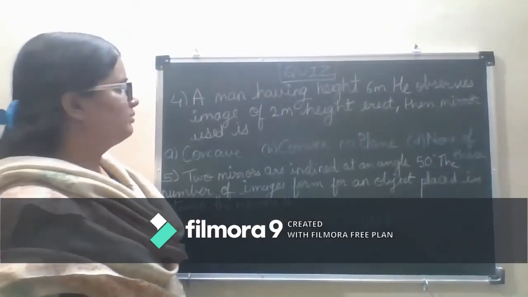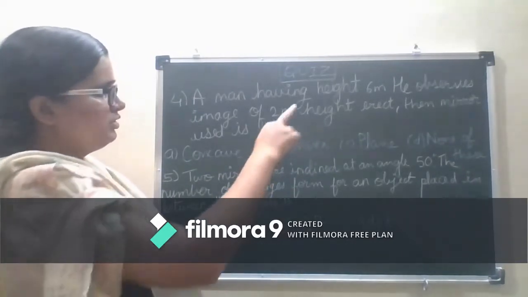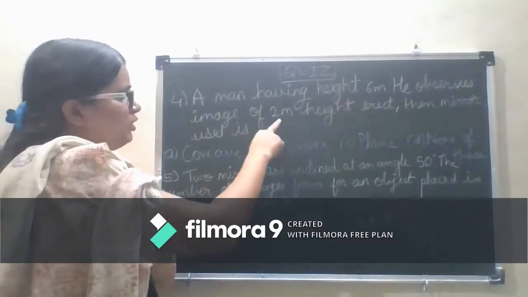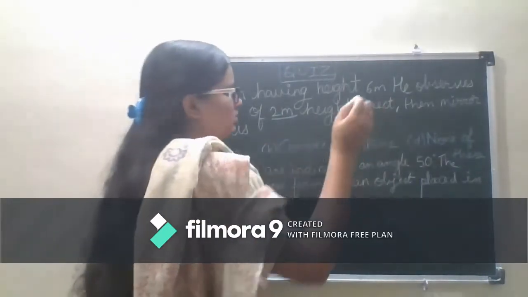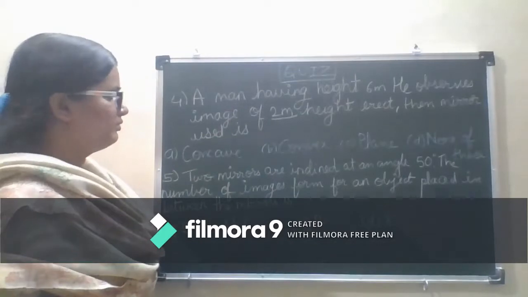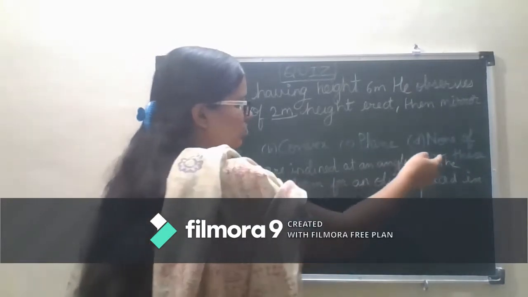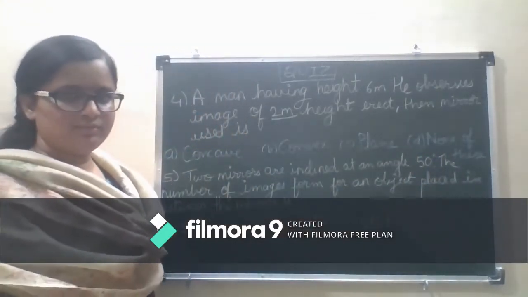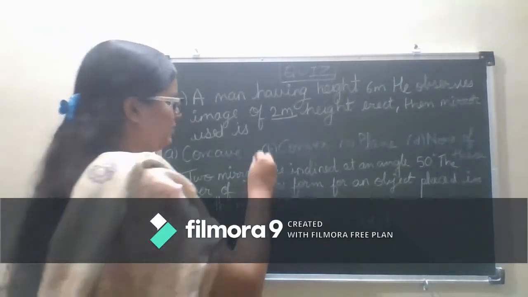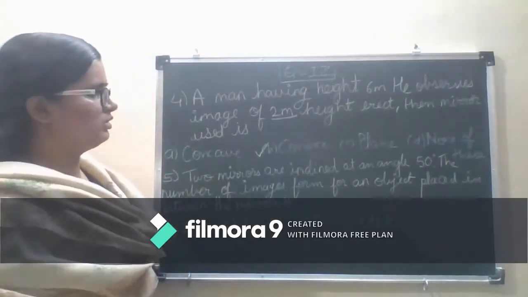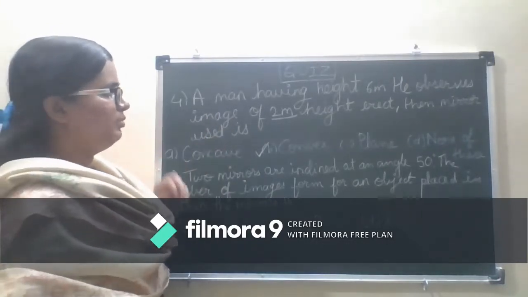Now we will see a man having a height of 6 meters. He observes an image of 2 meters of height, erect. Then the mirror used is: concave mirror, convex mirror, plane, or none of these? The convex mirror is the answer.